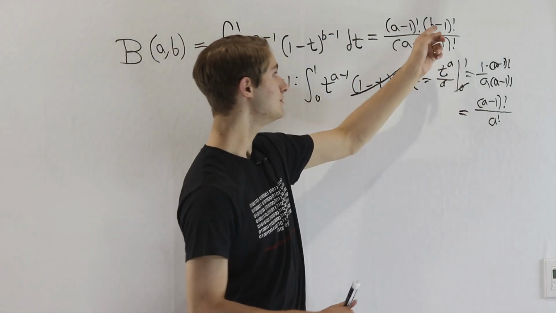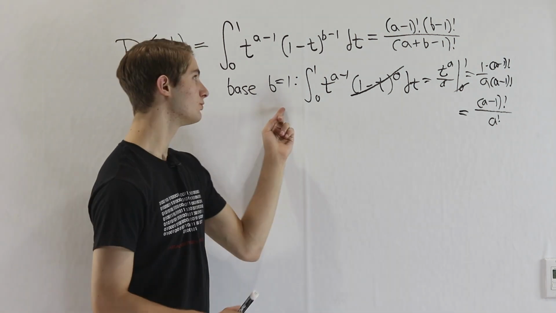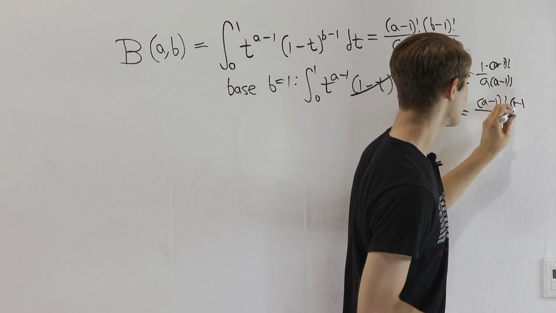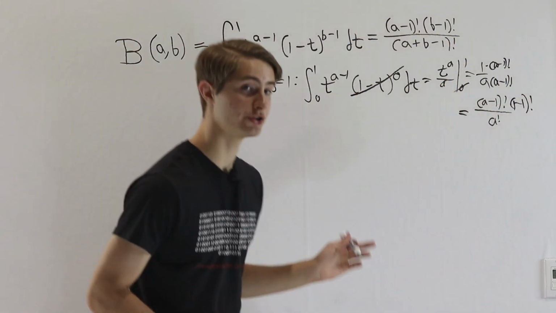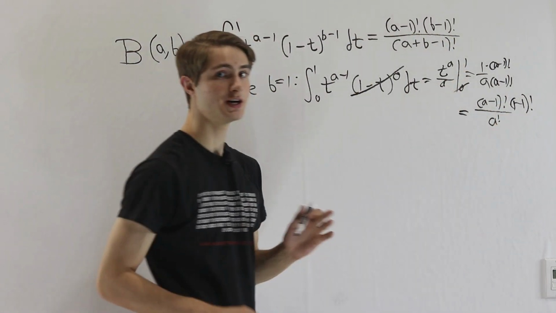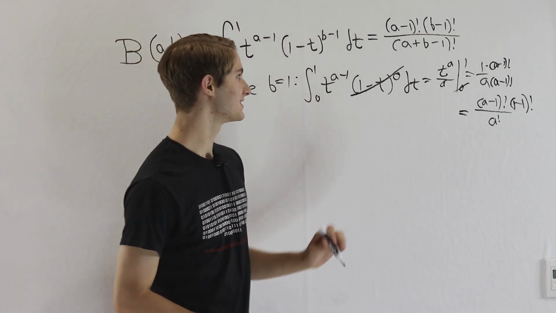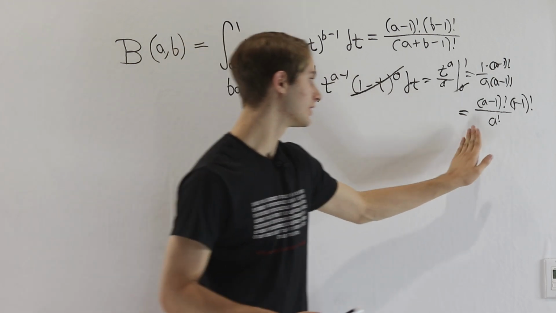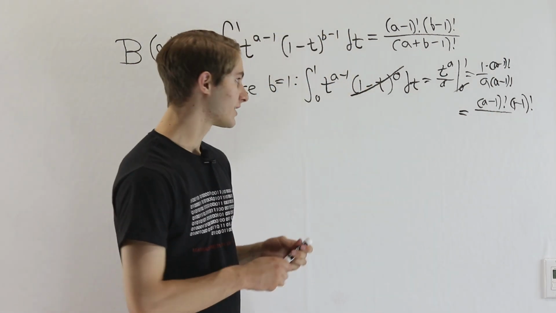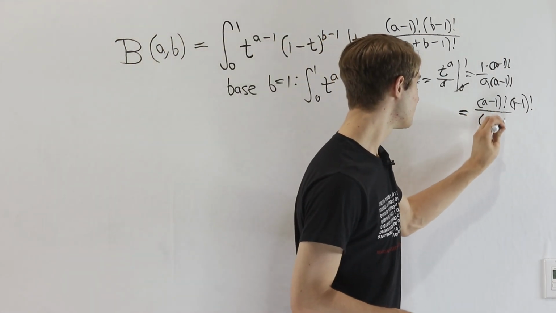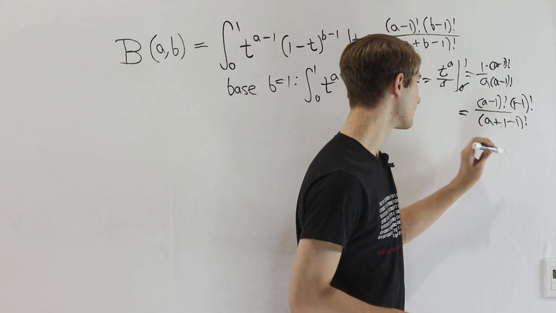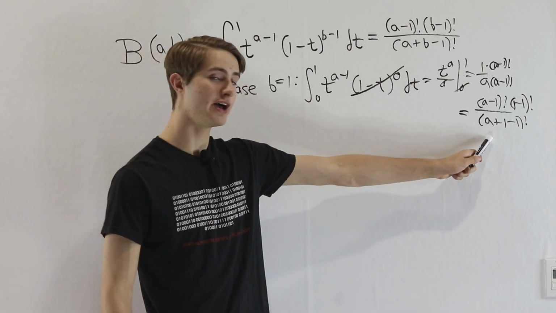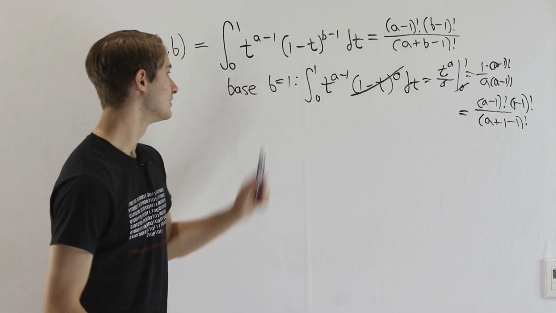Now, we also want a (b minus 1)!, but b is 1, so that's just going to be (1 minus 1)!, which is 0!. And because 0! is 1, we can multiply it on the top without worrying about anything because it doesn't have any effect. And now we want (a plus b minus 1)! on the bottom. So let's write the a! as (a plus 1 minus 1)!, because now this 1 right here, that is our b. And therefore, we have proven the base case for b equals 1.